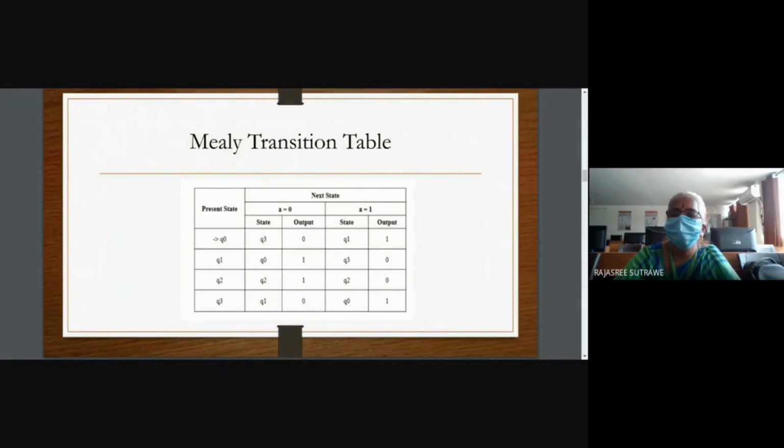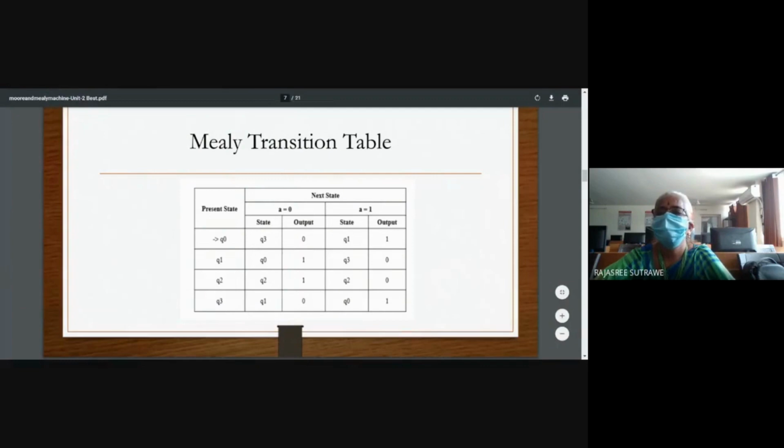So all these outputs we have to consider. The outputs written below the states are what we have to consider. So 0, 0, 0, 1 is the output we have for the given input string. Like this we are going for finding the output. So I hope now it is clear.